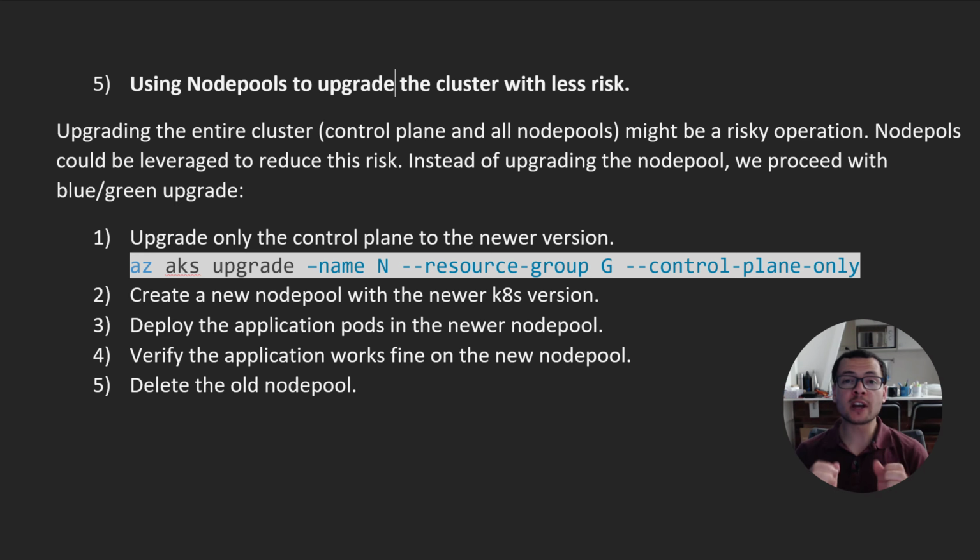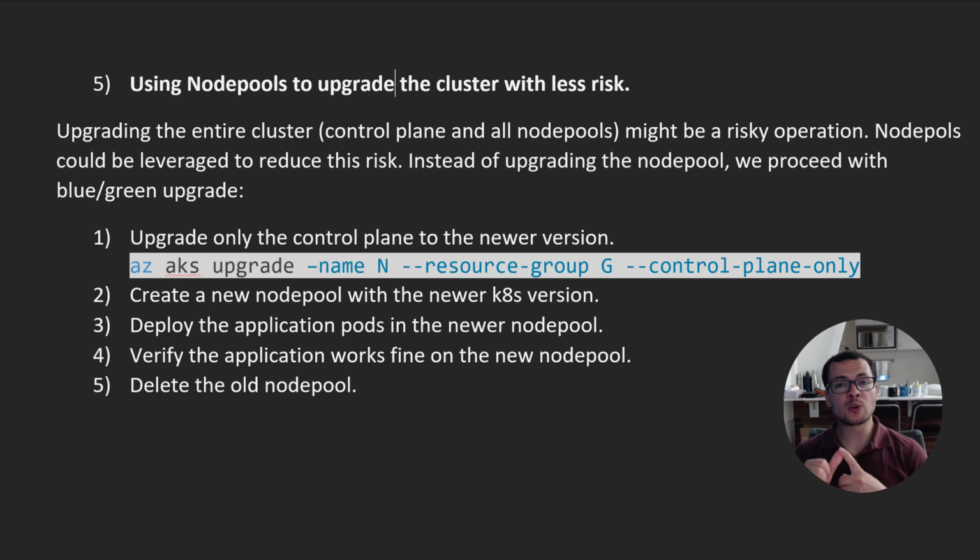But there is also another very interesting use case for node pools, and that is to upgrade the cluster with less risk. Upgrading the entire cluster, I mean the control plane plus all the node pools, might be a risky operation. So node pools can be leveraged to reduce this risk. Instead of upgrading the node pool, we'll proceed with what we call a blue-green upgrade. This will be done in 5 different steps.